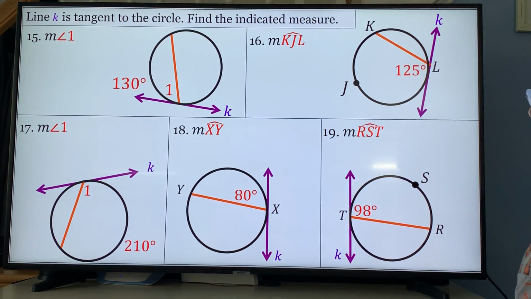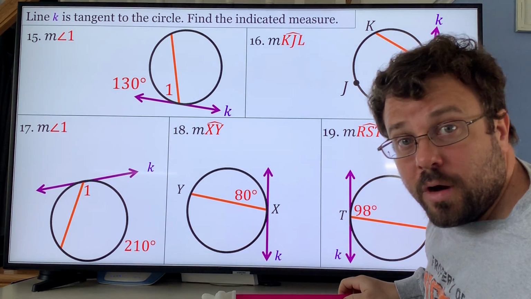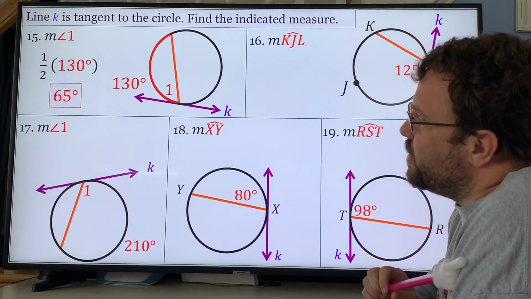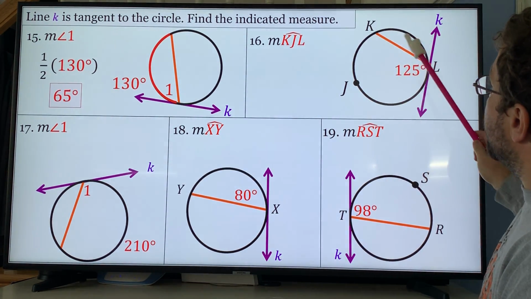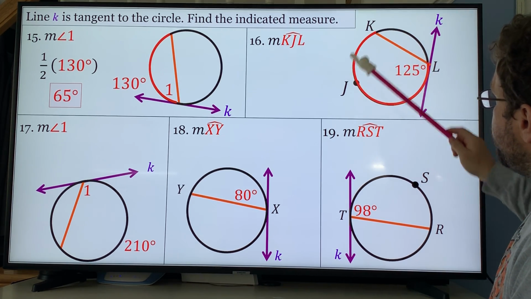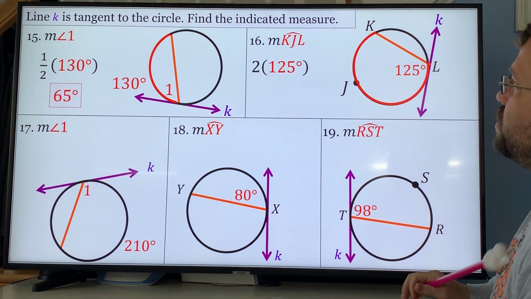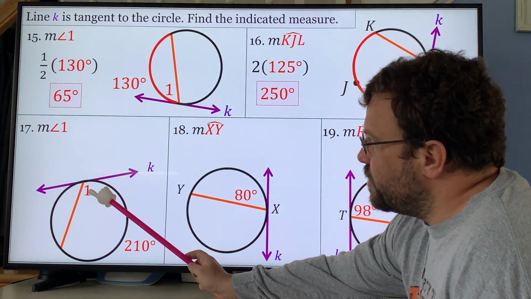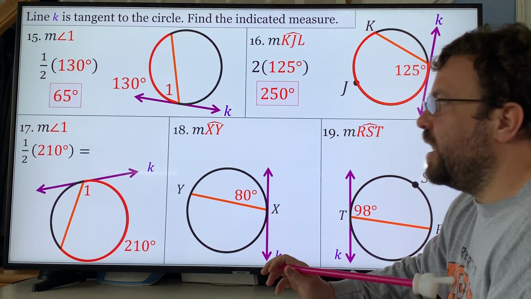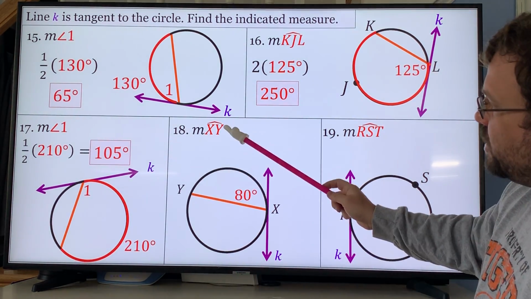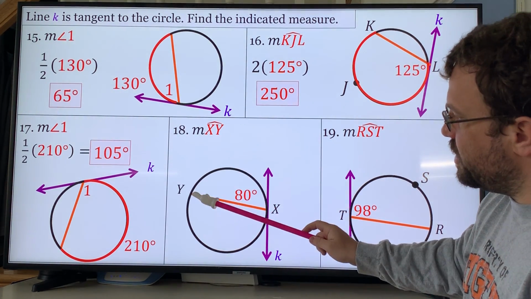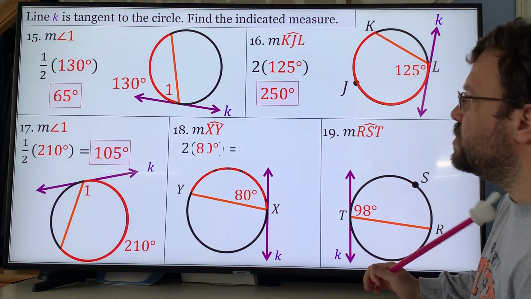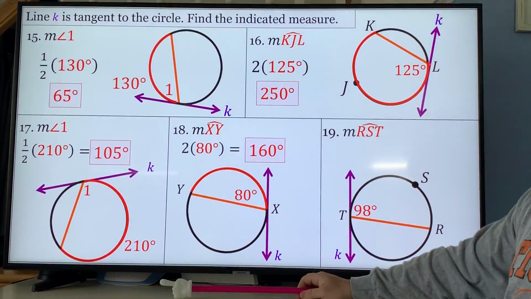Try 15 through 19. All right, going over 15 through 19. Measure of angle 1. Angles are half of the arc. So it's half of 130, which is 65. Measure of arc KJL. Arcs are twice. So 2 times 125 is indeed 250. Measure of angle 1 here, tangent, chord. Okay, related to this arc right here. So it's half of 210, which is 105. Measure of arc XY. You go this way as opposed to this way because 2 letters means minor arc. 2 times 80 is indeed 160.